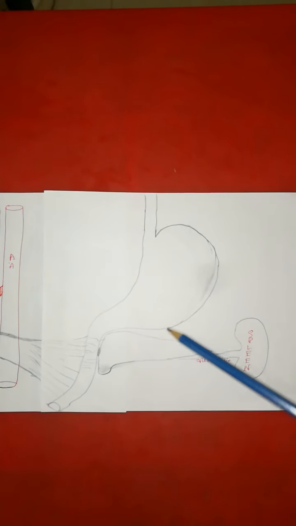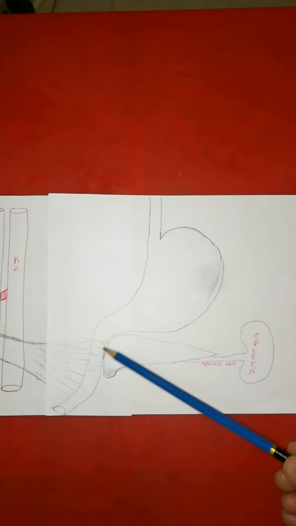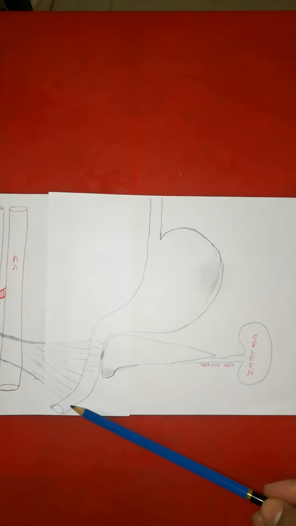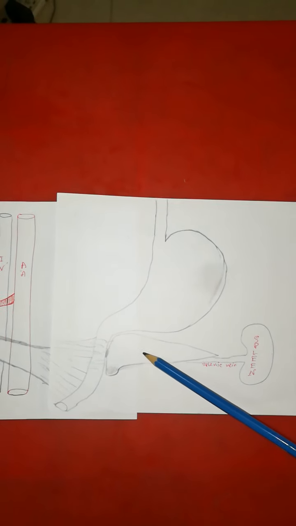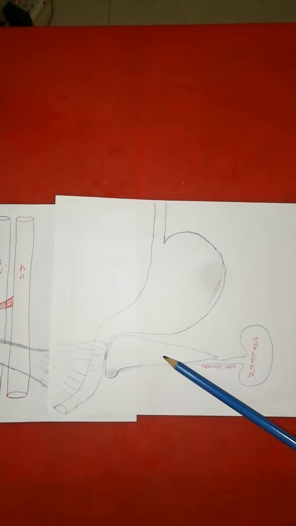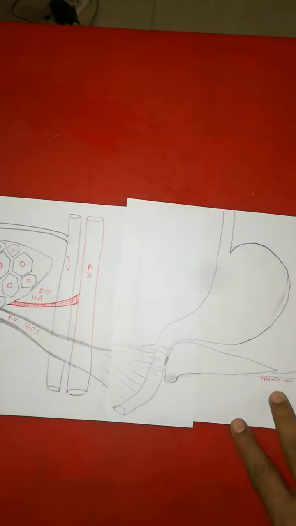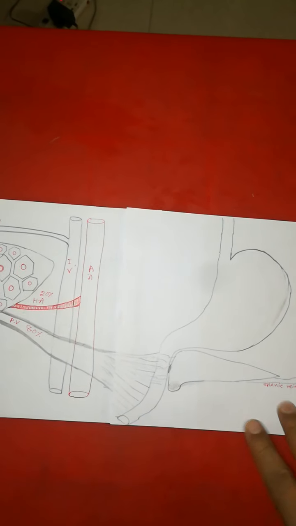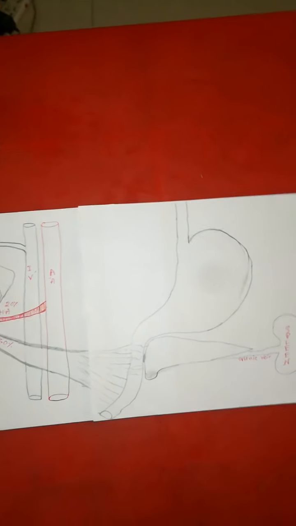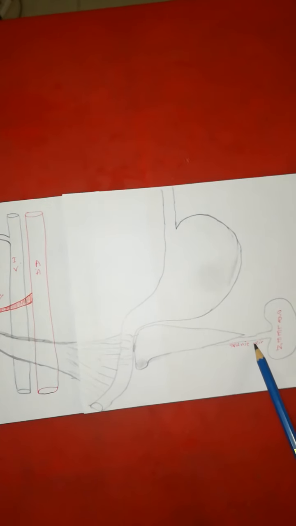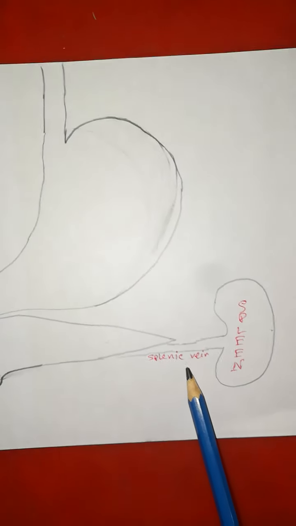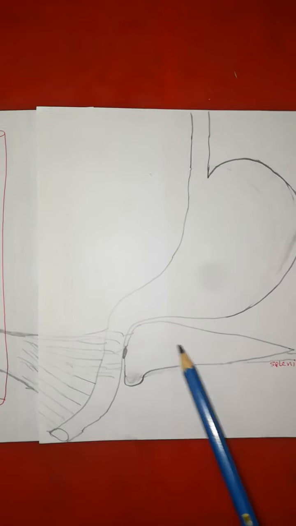This is the stomach. This is the duodenum and small intestine. This one is the pancreas and this is the spleen. This one is the splenic vein. This is the spleen and this is the splenic vein. This is the pancreas.